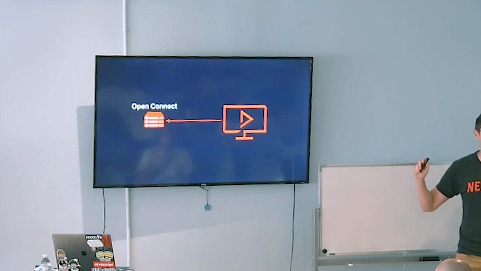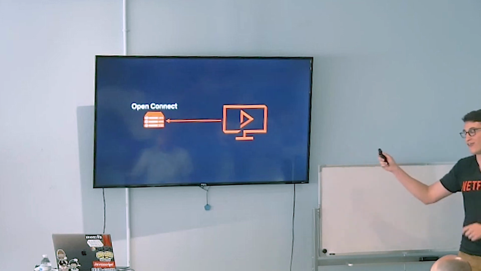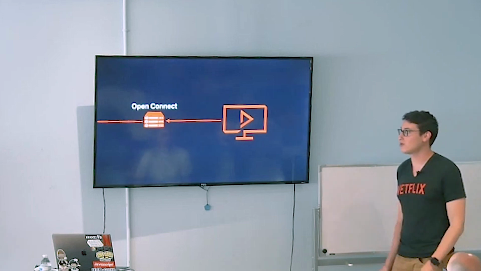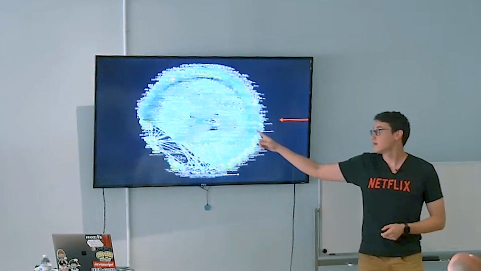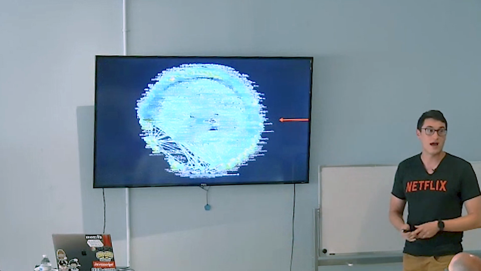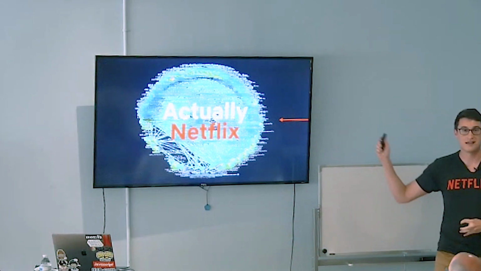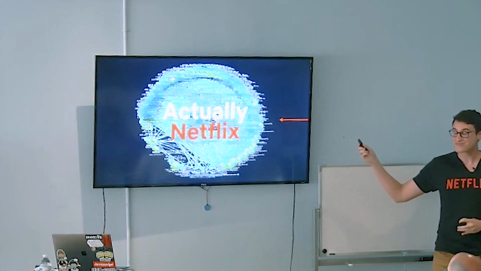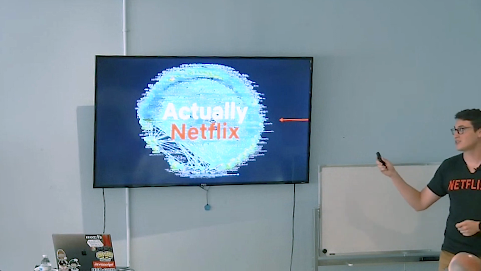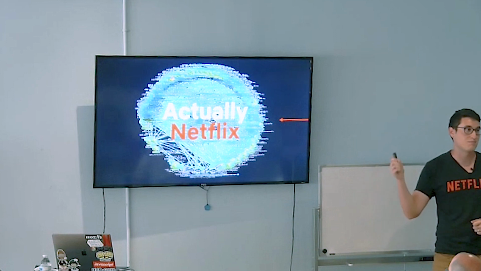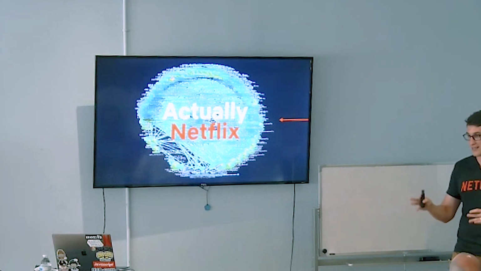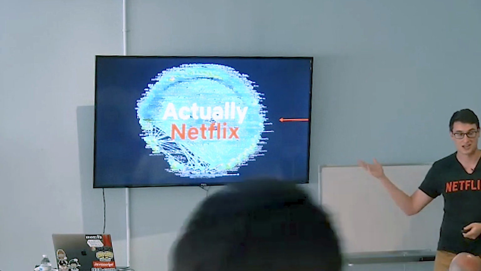Cool. So yes, we go to OpenConnect. Not all of the requests can get handled there, though. And so what happens after that is you hit this monstrosity. This is a visualization of all of the microservices that actually make up Netflix's public API. At least it was as of one point in time. It's probably changed since then.